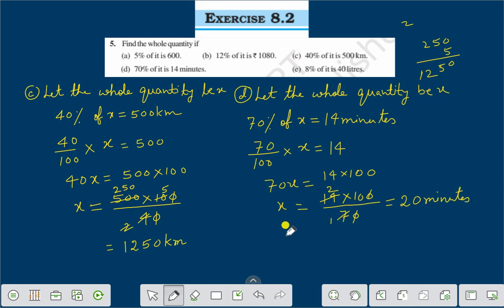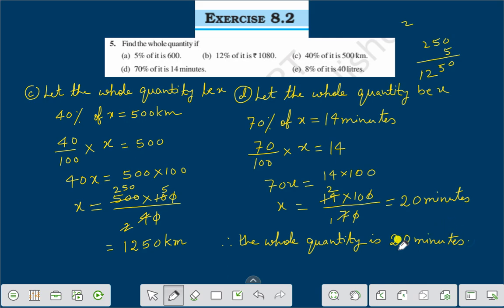Therefore, the whole quantity is 20 minutes. That is question number D.